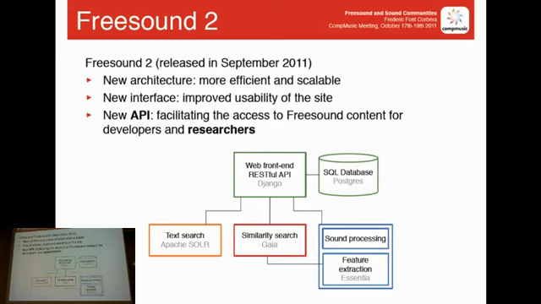All sounds that are uploaded to Freesound are processed, and we extract features, and then we can perform similarity search. And also, all the features that are extracted are accessible through the API. So for all the sounds in Freesound, through the API, you can get to the audio features.